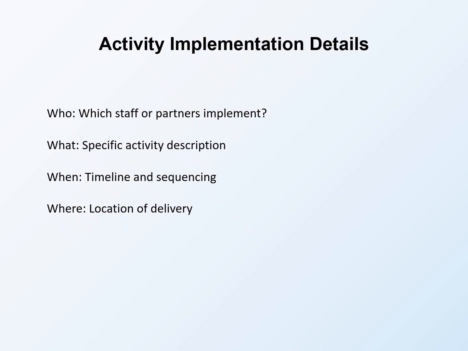Others occur in phases or stages. Some must precede others due to dependencies. Show how activities fit together over time in a logical sequence, where identifies location of delivery for each activity type. Activities might occur at your facility, at partner sites, in community locations convenient for participants, or virtually through technology. Location affects participant accessibility and may require different resource configurations.